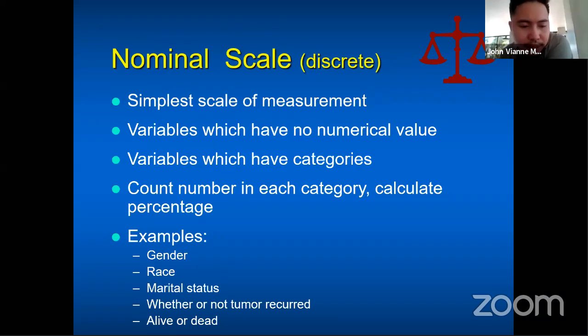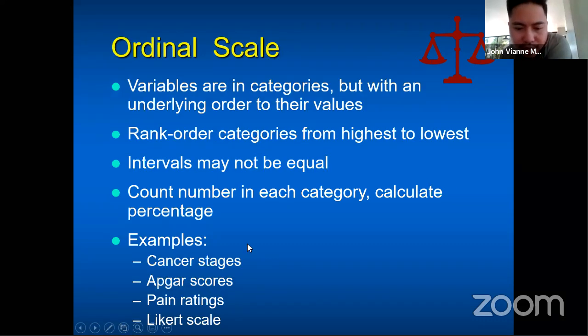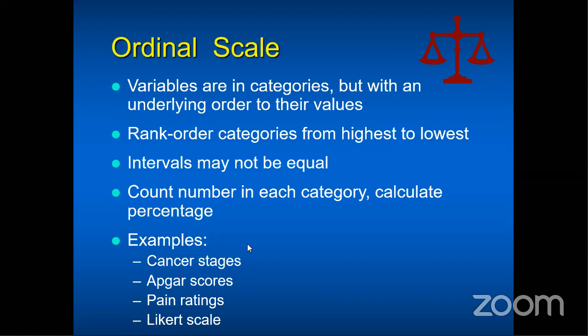Okay, let's proceed. So ordinal scale. For ordinal scale, variables are in categories but with underlying order to their values. So same pa rin siya sa nominal variables. However, there seems to be a sequence or order of the choices.